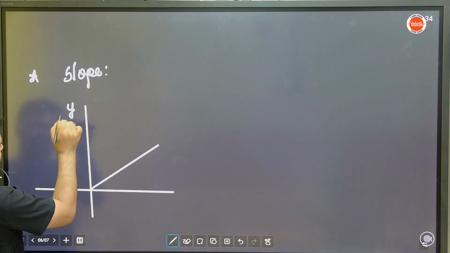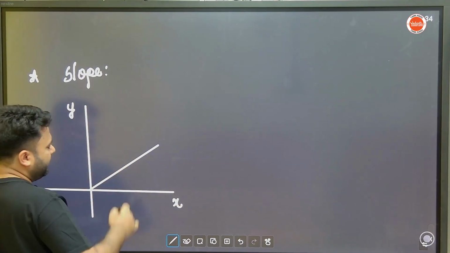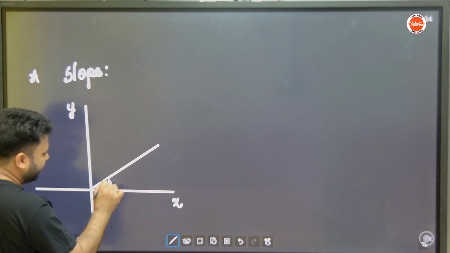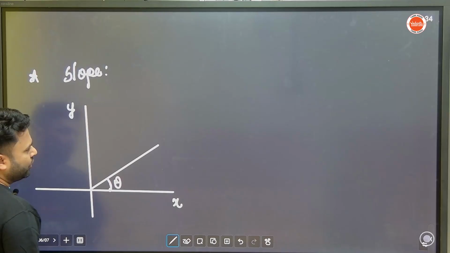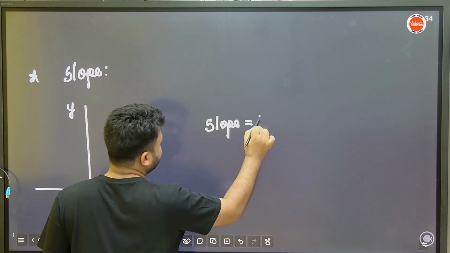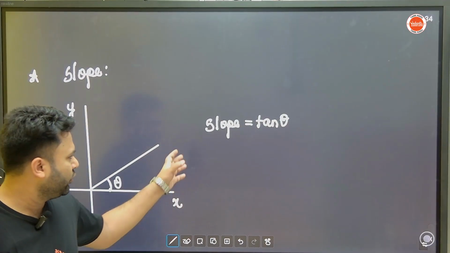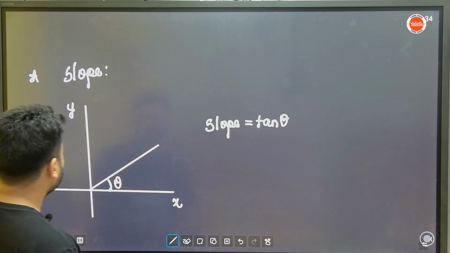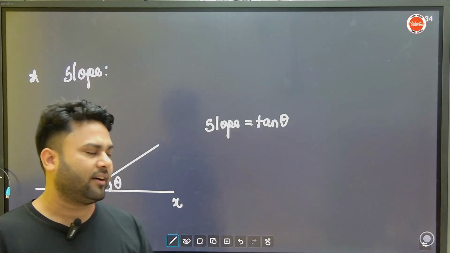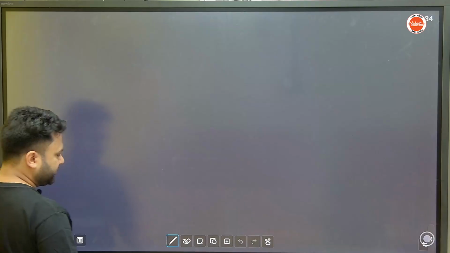Suppose this is the y-axis, this is the x-axis, and this is a line. They ask what is the slope of this line. So we have to see the inclination, how much angle it is inclined. So slope we can write as slope equals tan theta. This is the formula for slope. Slope is equal to tan theta. So if someone asks what is the slope of this line, you have to find theta and write tan theta.